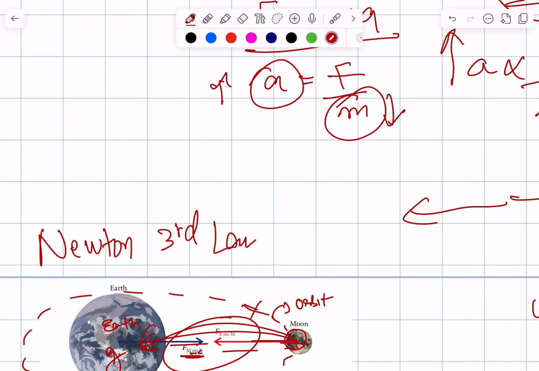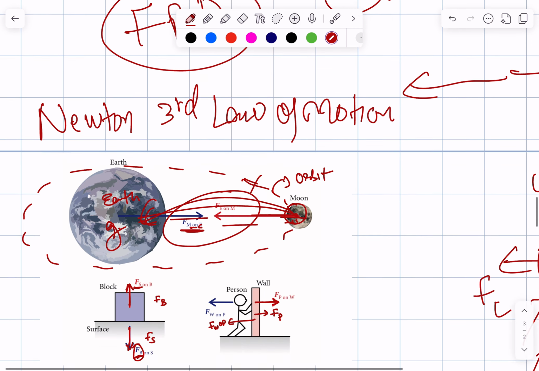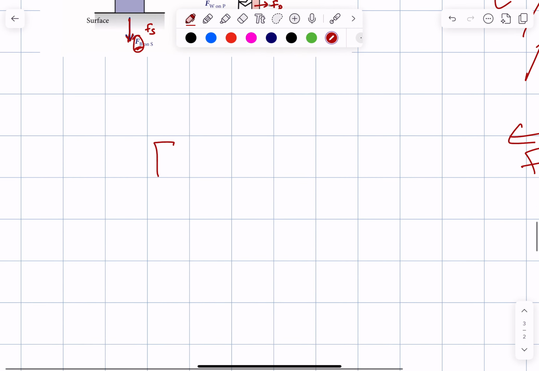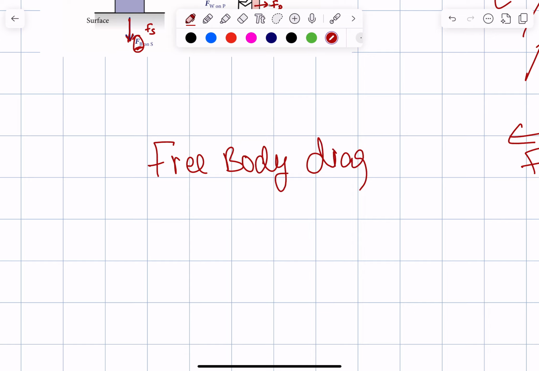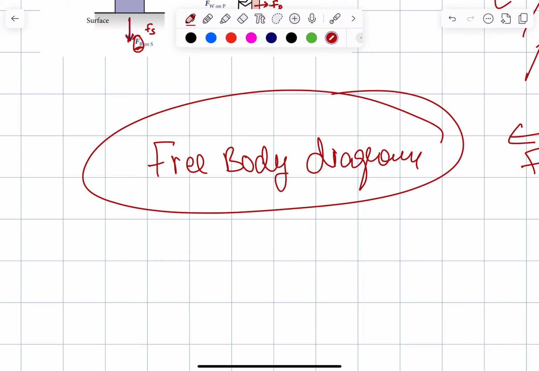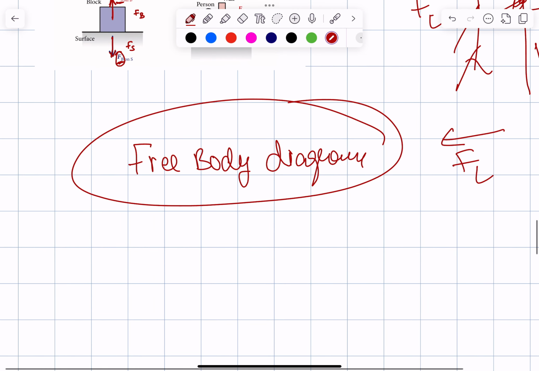And as I told you before, we will be using this concept mostly for FBD. Let's understand what FBD is. FBD means free body diagram, and this free body diagram will help us to understand Newton's concepts more precisely and more accurately.